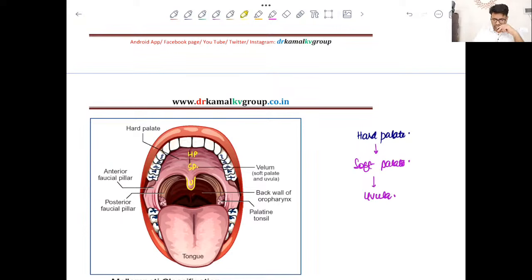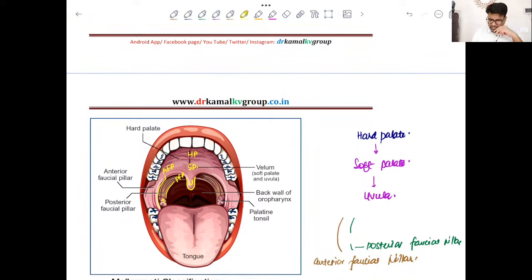Then we will go a little deeper, and we will see two fascial pillars, right? This is the anterior fascial pillar, and deep to this will be the posterior fascial pillar, right? And in between the two you can see the tonsils. So this is the tonsil, right?